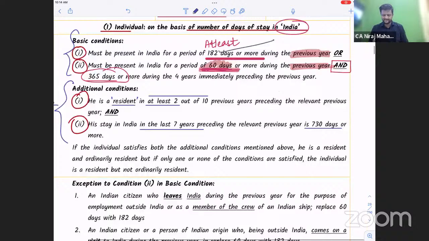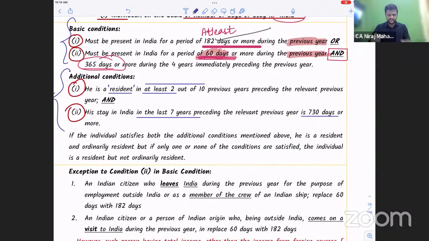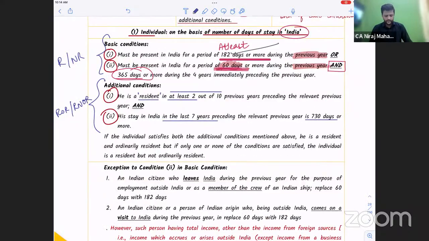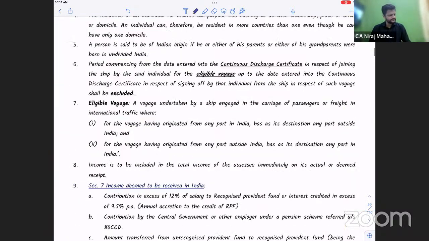Okay, the theory part in one line: if the individual satisfies both additional conditions, he is ROR. But if only one or none is satisfied, he is RNOR. I hope you are okay with this now. Come to the question. We'll solve something.